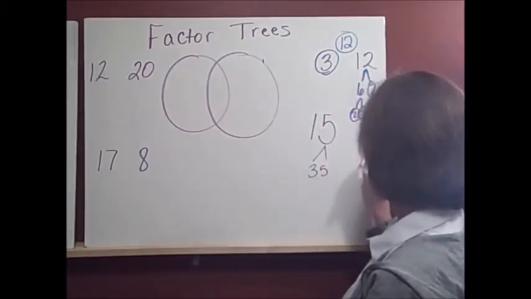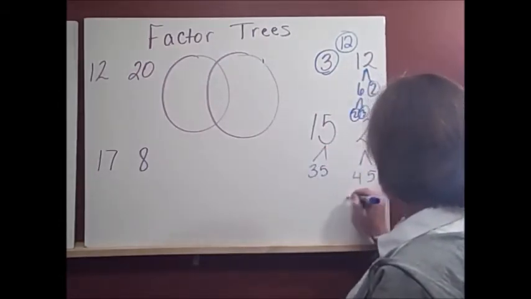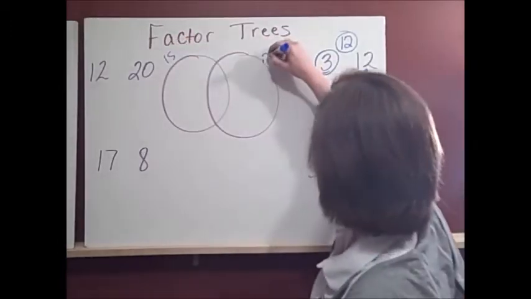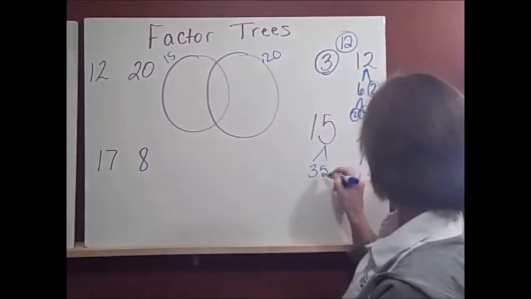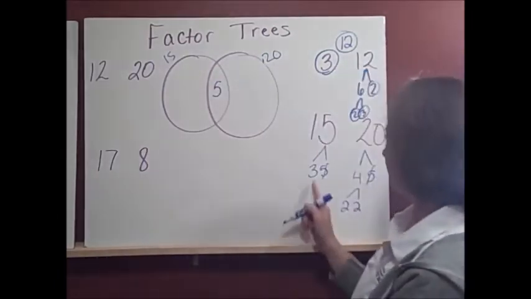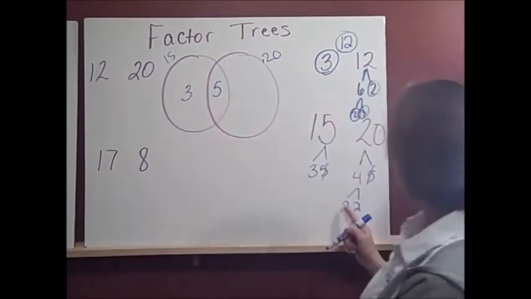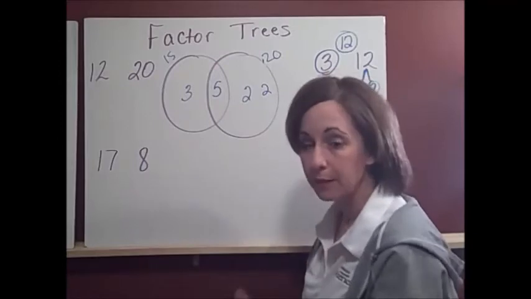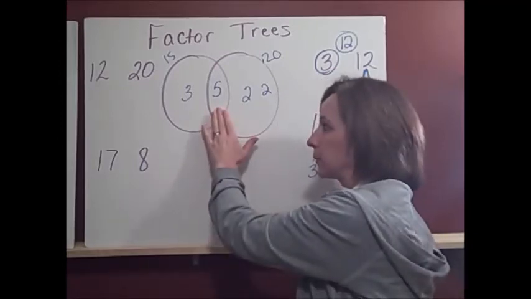3 and 5, 4 and 5, 2 and 2. So if my 15 is here and my 20 is here, what I have from the 15 that's in the 20 is the 5. That is going in the middle. But I've got a 3 left over here, and I've got 2 2's left over here. Now, my greatest common factor, if you'll remember, is 5, because that's what's in the middle.